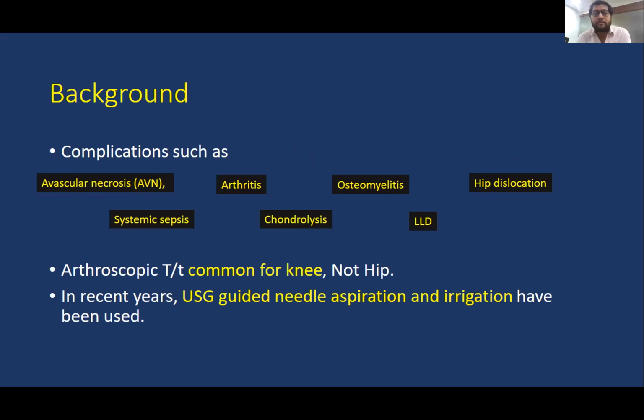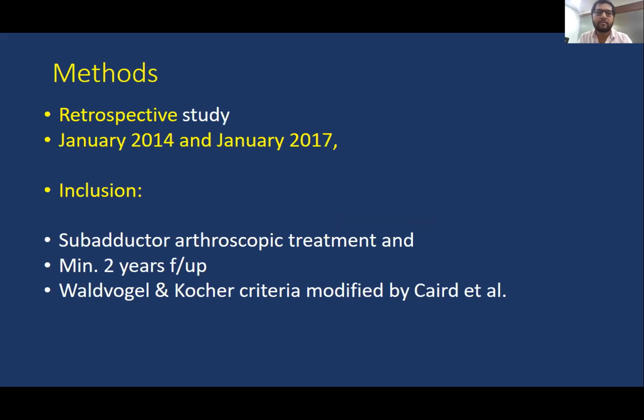So in a short background, septic arthritis of the hip is associated with a lot of complications, as previously mentioned in the previous papers. Arthroscopic treatment is common for the knee, but not for the pediatric hip. And in recent years, besides arthroscopic treatment, besides open arthrotomy, USG-guided needle aspiration and irrigation has also been used and mentioned in the literature with variable results in different papers.